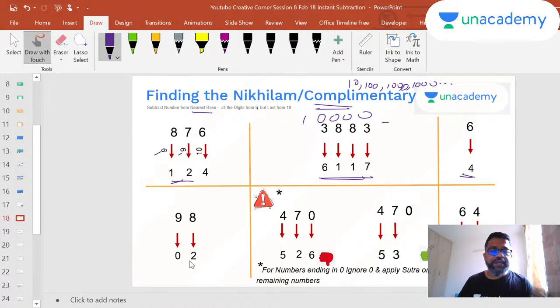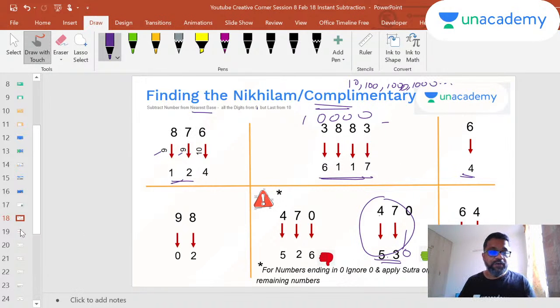Now 98 is very easy. You don't even need to do all from 9, last from 10. 100 minus 98 is 2. There's one exception to the rule. If I'm finding the complementary of 470 and I apply all from 9, last from 10, it doesn't apply directly, because the 0 has to be skipped. All from 9 is 9 minus 4 is 5, 10 minus 7 is 3, and then I bring that 0 down. That's my complementary. So for numbers ending in 0, ignore the 0 and apply the sutra on the remaining numbers.